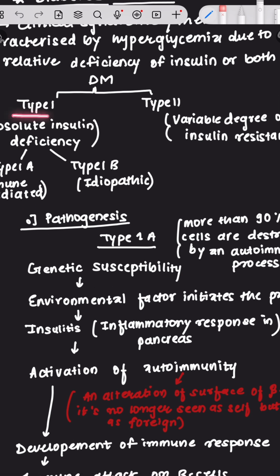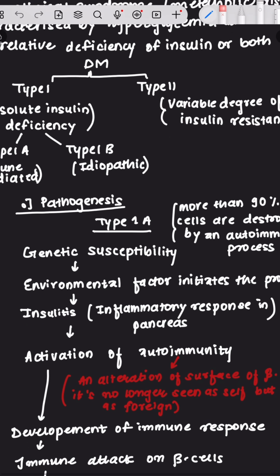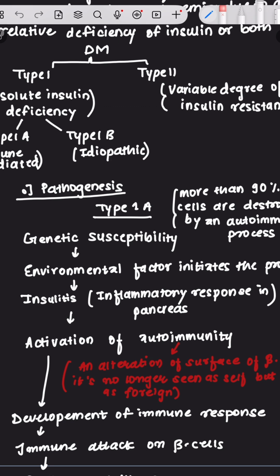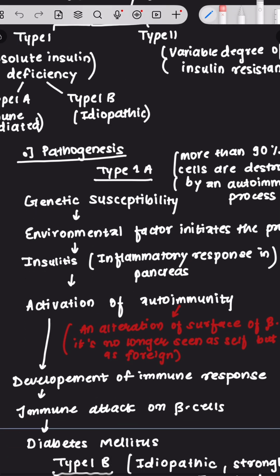Now we have two types of diabetes, type 1 and type 2. Type 1 is the result of absolute insulin deficiency, and type 2 is due to variable degree of insulin resistance. Type 1 is subdivided into type 1A and type 1B. The cause for type 1A is immune mediated and type 1B is idiopathic, that is, the cause is unknown.